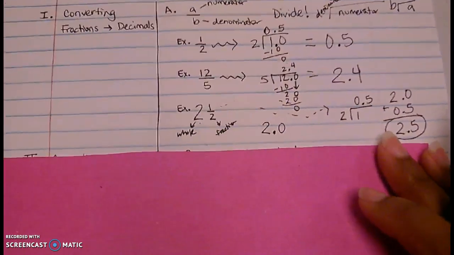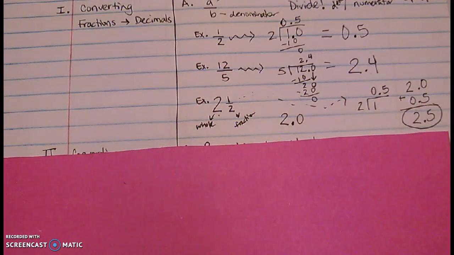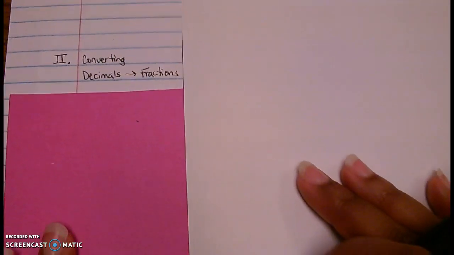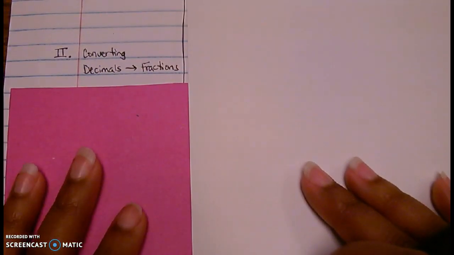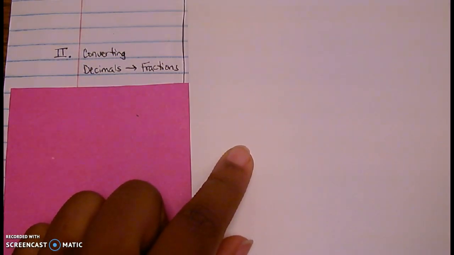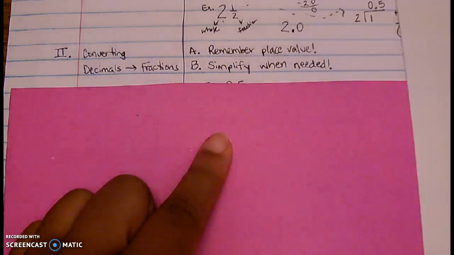Skip one line, and on the left side of your page, you are going to write converting decimals to fractions, Roman numeral number 2. Okay? So we're moving on to our next topic, converting decimals to fractions. So how exactly do we go about doing that?